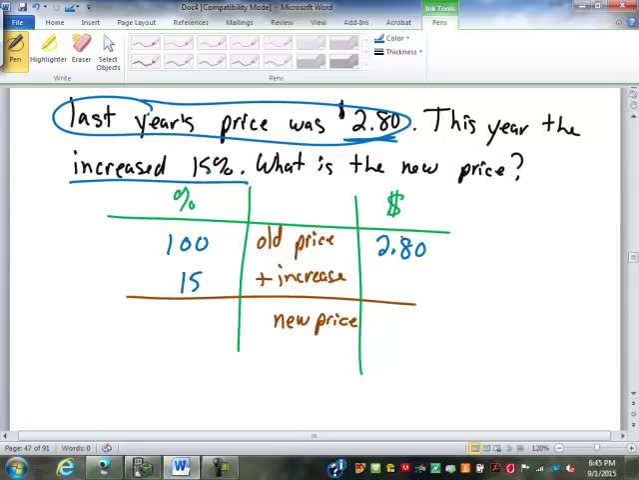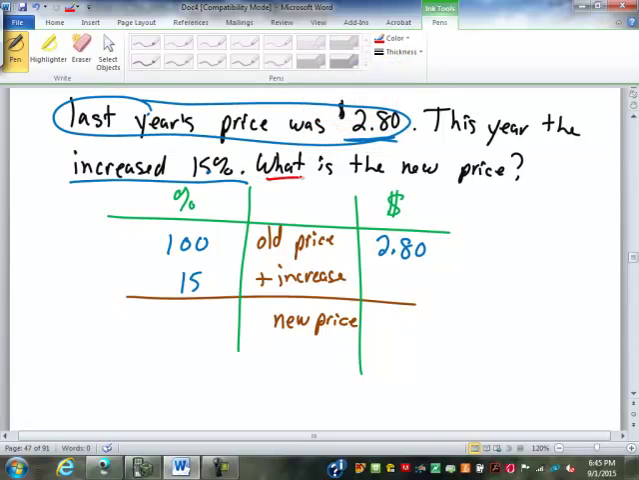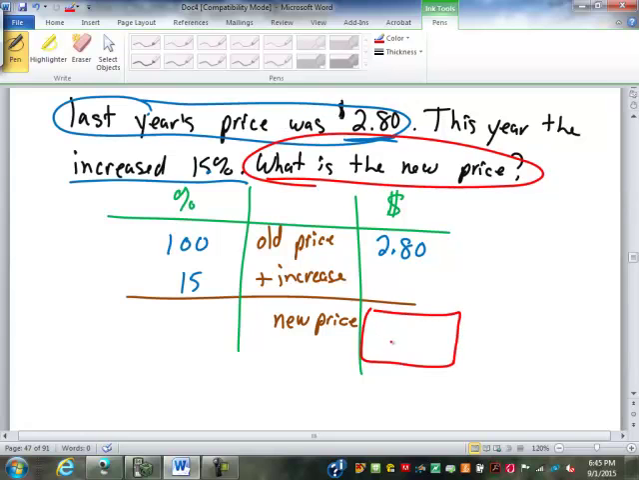So $2.80. What are we looking for here? We're looking for the new price. We need this one down here. In order to find that, we need the number on the other side. We're going to need this number over here. We can get that rather quickly though, because as we said, the old price plus the increase has to be the new price. We have on the percent side 100 plus 15 is 115.